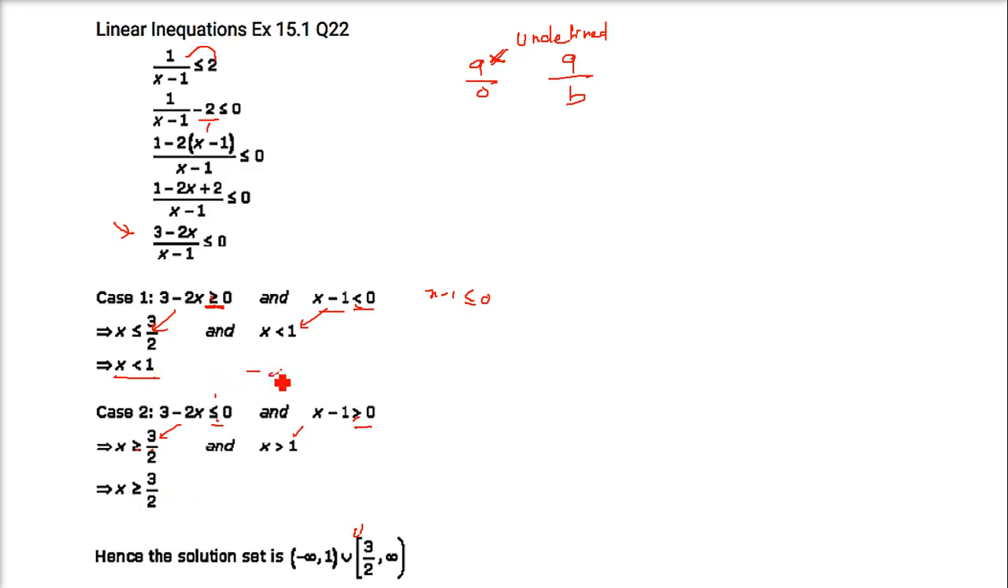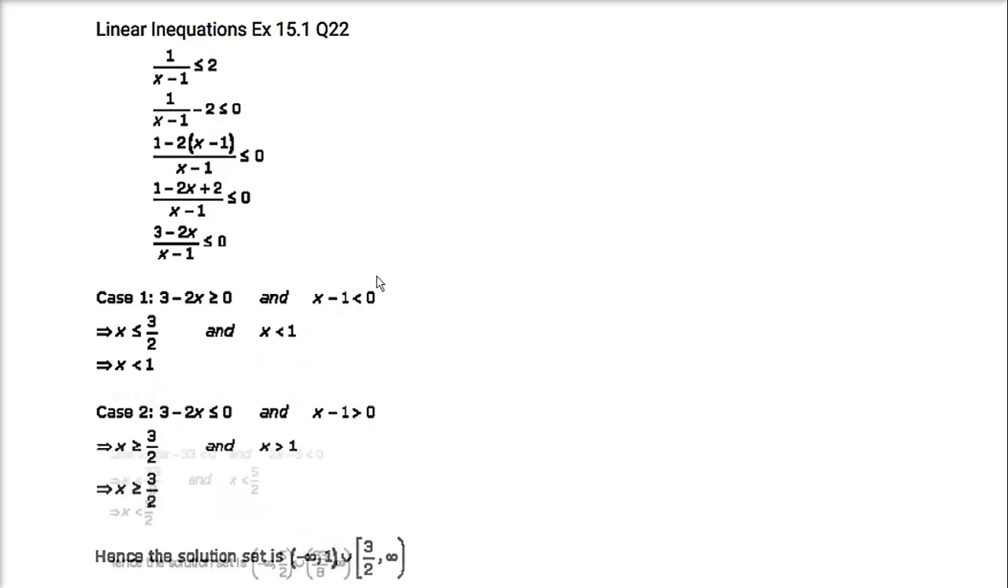This gives you minus infinity to 1, and this gives you 3 by 2 to infinity. But since it is greater than or equal, you would use a round bracket here and a square bracket here, and you just take the union of these two.